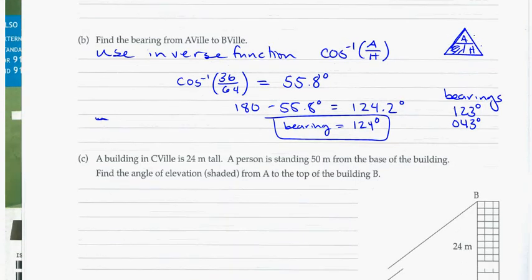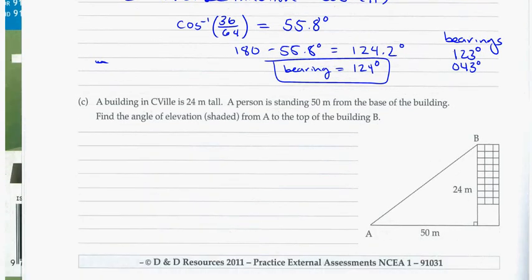Going on to number C. A building in Cville is 24 meters tall. A person is standing 50 meters from the base of the building. Find the angle of elevation, the shaded area. It's hard to see that this is shaded, but they're looking for this. And elevation also means how far up you'd have to look, for instance. So from the horizontal, or from the ground, how far up do you have to look? That's your angle of elevation.